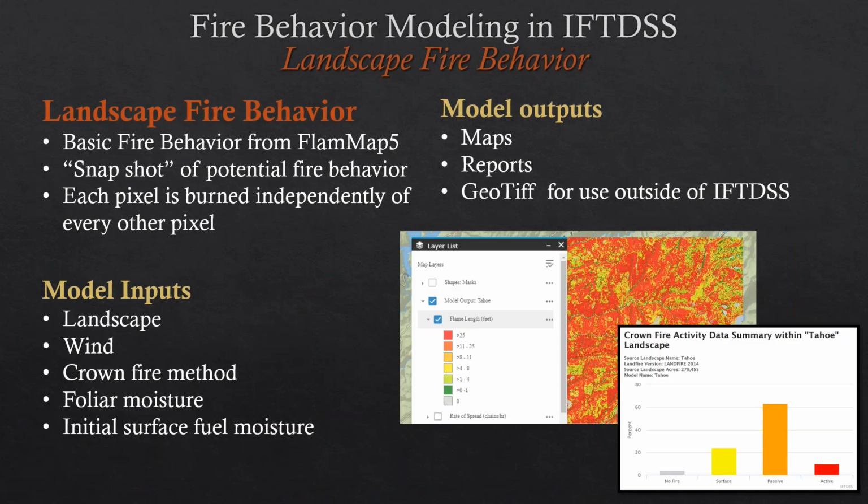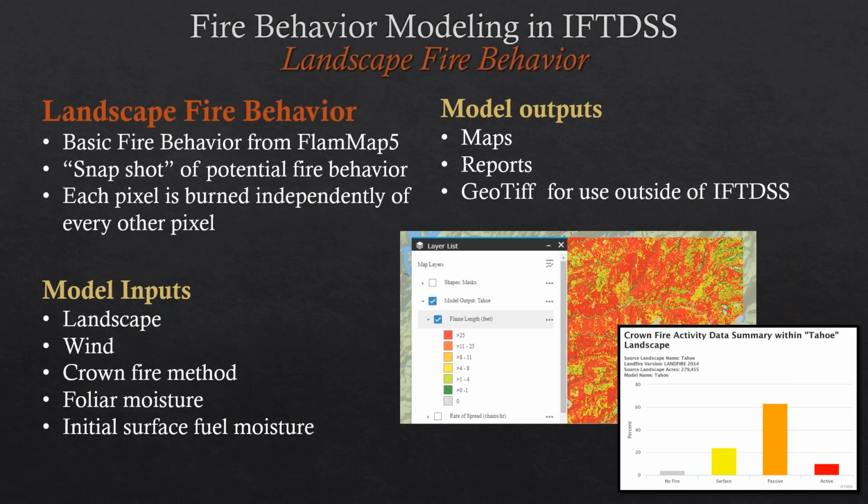So what we have right now is just one option for modeling fire behavior within IFTDSS, and we call it landscape fire behavior. It is based on FlameMap 5, which a lot of you are familiar with, and it's the basic fire behavior module from FlameMap 5. So what it is, it's a snapshot of potential fire behavior across the landscape. Each pixel is burned independent of each other, so fire doesn't spread across the landscape with this model, but rather it just tells you what it is here and now at that one point.